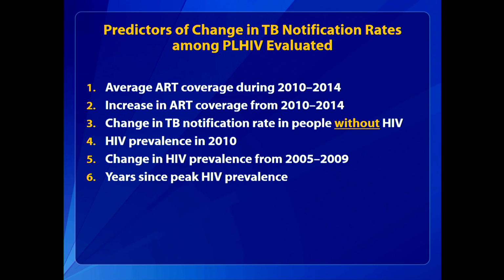In addition to ART predictors, we evaluated the change in TB notification rates among people without HIV, which we used as an indicator of the quality of general TB control in a country. The last three predictors all relate to the trajectory of the HIV epidemic in each country, including HIV prevalence in 2010, change in HIV prevalence from 2005 through 2009, and years since peak HIV prevalence.